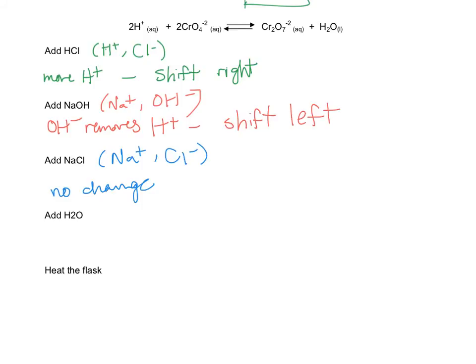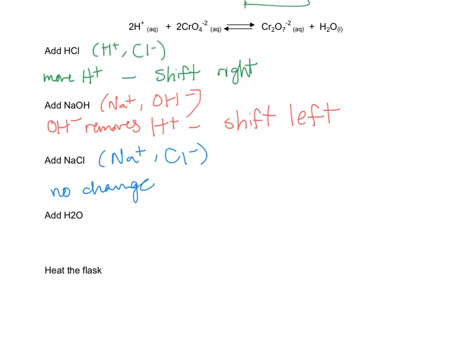Okay, how about water? If I add water, what would happen? Now, this one's a trick question. Some of you might say, well, there's water in the products. So if I'm adding a product, it would shift to the left. Now, that might be the correct side. It actually does shift to the left, but that is not the correct reason. Why can't I use that reason? Why can't I say it's because I'm adding a product, so it's going to shift to the left?